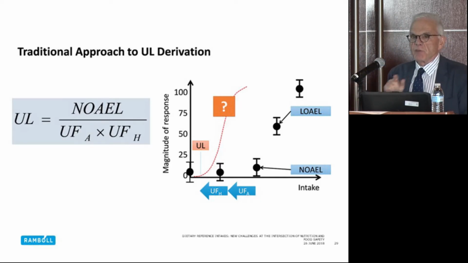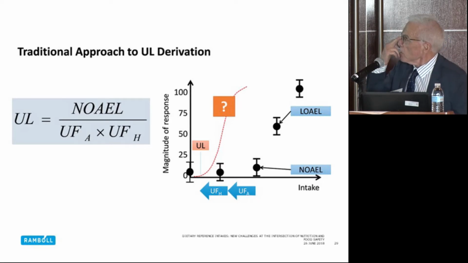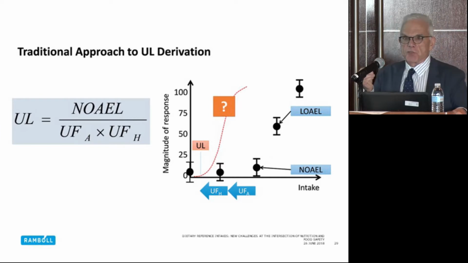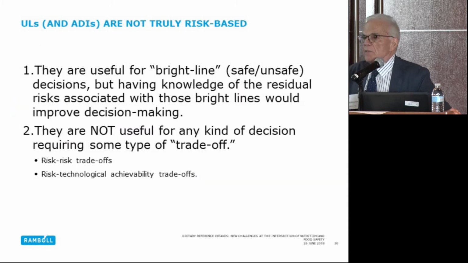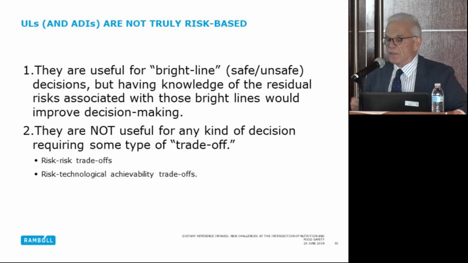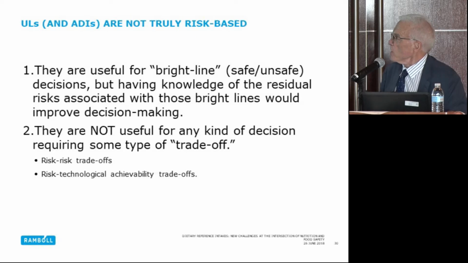So if you then begin to look at those thresholds as distributions in the population, you can then begin to look at other approaches to defining ULs and other measures like the ADI. So the ADI is fine for these bright line decisions, yes, no, safe, not safe, but they don't really tell you what kind of risk you might be accepting at that level. And they're not good for looking at risk-risk trade-offs at all. They're just bright line points. So moving toward a more quantitative estimate of the risk for these threshold effects will, I think, be useful.